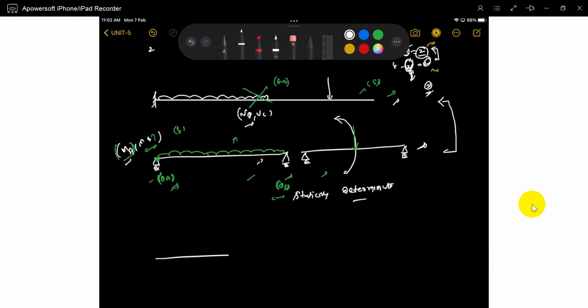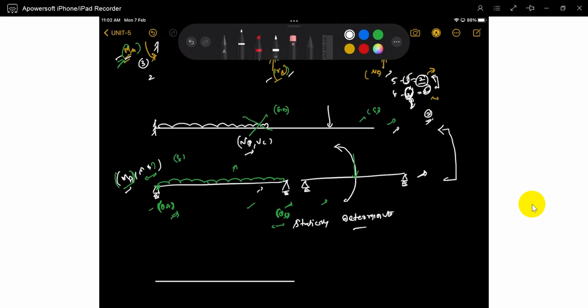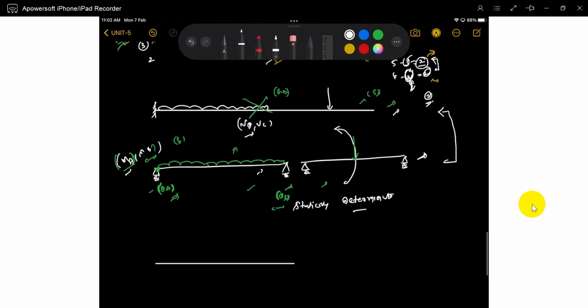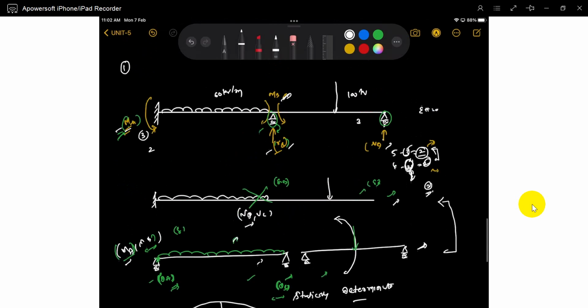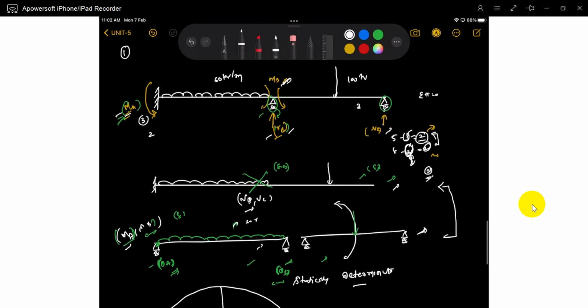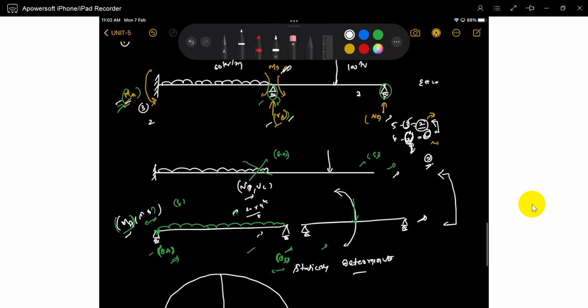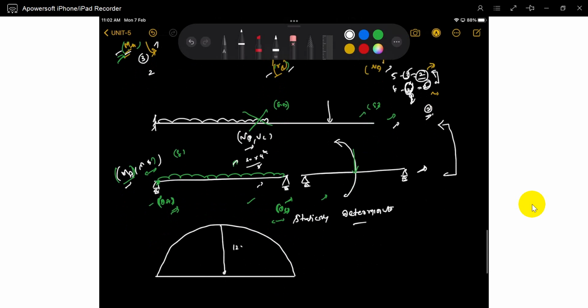In the conjugate beam method, first, what is the bending moment diagram for this load? This is the bending moment diagram. What is that value? WL square by 8. W is 60, L is 4, so 60 times 4 square by 8. 4 cancels, 2 cancels, so 120. 120 by 8.